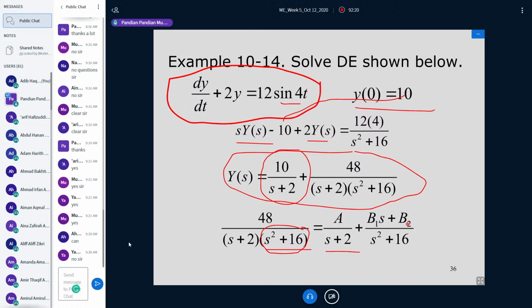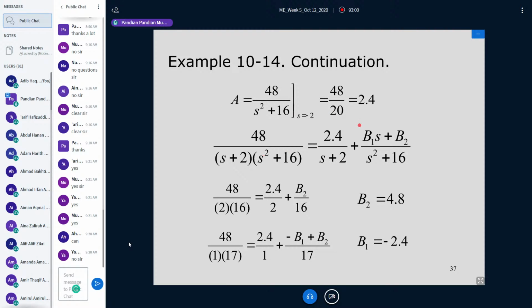Because this one cannot be factorized, that's why you have B1 s plus B2. This one cannot be factorized, meaning there are no real number roots. s squared plus 16 cannot be simplified in real numbers. So now you want to find what is A, what is B1, what is B2. Sometimes you use ABC, but here they use B1, B2. So how to find them? You see here the shortcut.